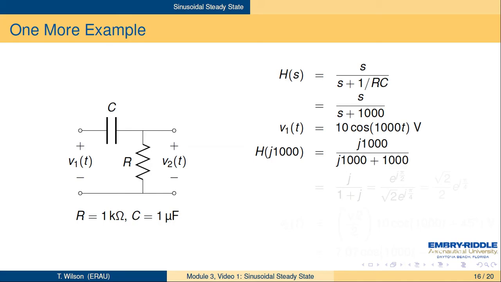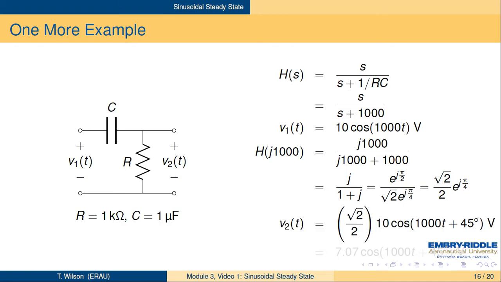So again, we evaluate H of j1000: j1000 over j1000 plus 1000. That's j over 1 plus j. j is a complex number, e to the j pi over 2. 1 plus j is a complex number, root 2 e to the j pi over 4. So 1 over root 2 is the same thing as root 2 over 2, and pi over 2 minus pi over 4 is pi over 4. So H of j1000 has a magnitude of root 2 over 2, and it has an angle of 45 degrees.